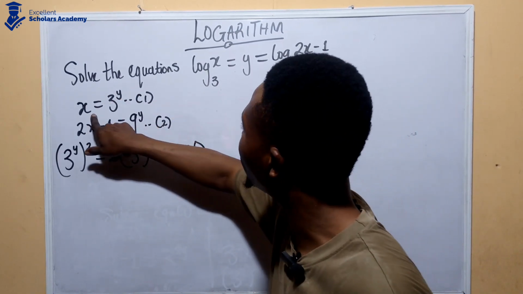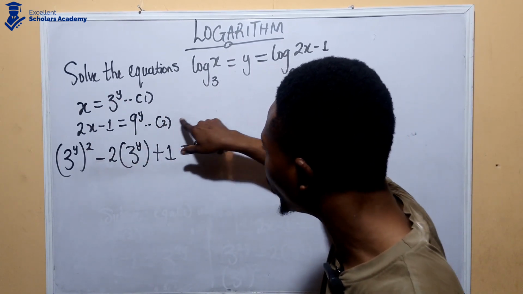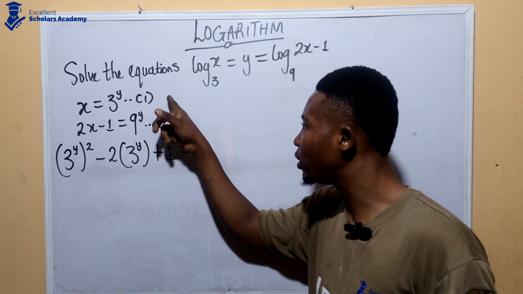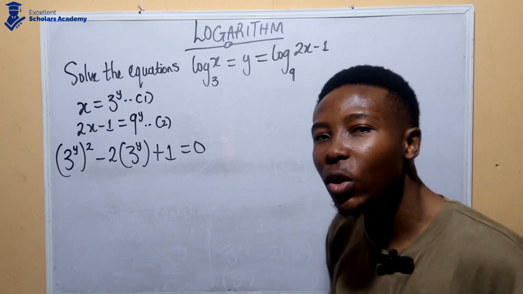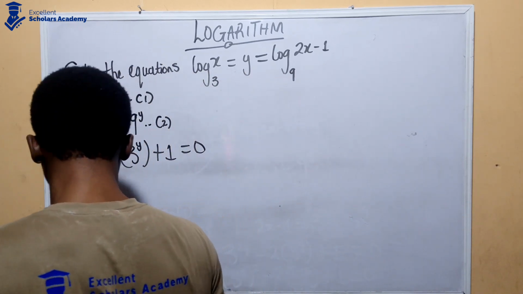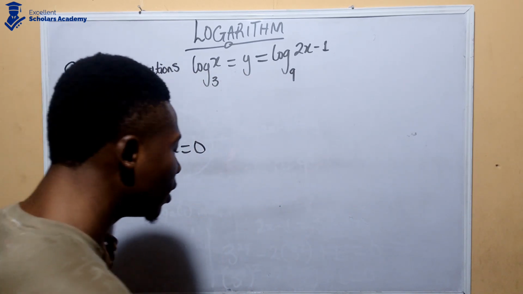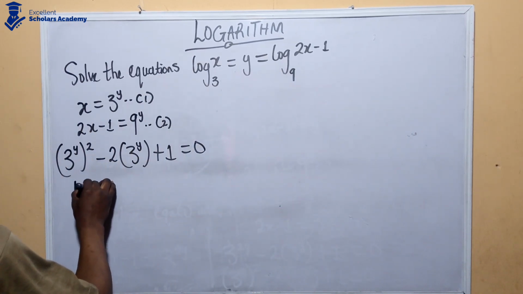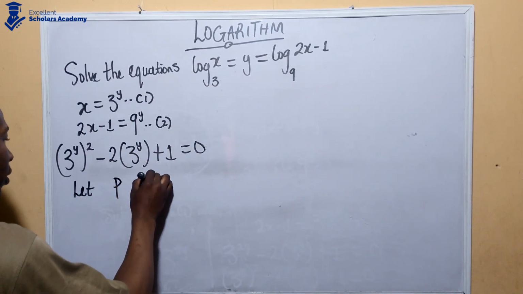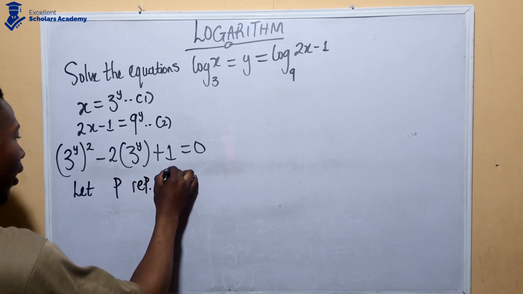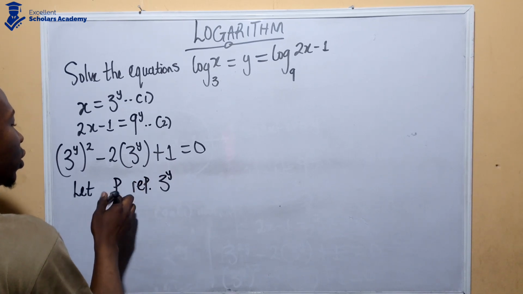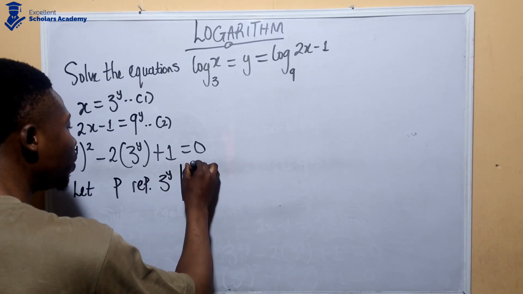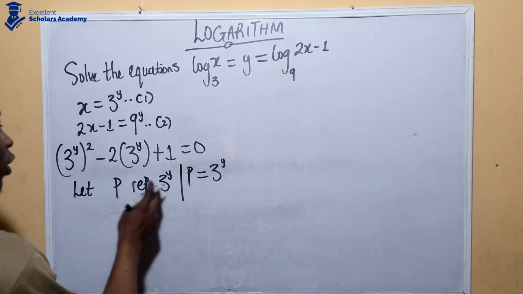From this, we got that x is equal to this, equation 1, and we had this equation 2. But we've simplified all this to get this, using this and this to get this. Now, this is going to lead us to a quadratic equation, but we can't solve this directly. We are going to represent 3 to the power of y with something. So we can say let p represent 3 to the power of y. You can also say let p be equal to 3 to the power of y. Any of them you want to say.